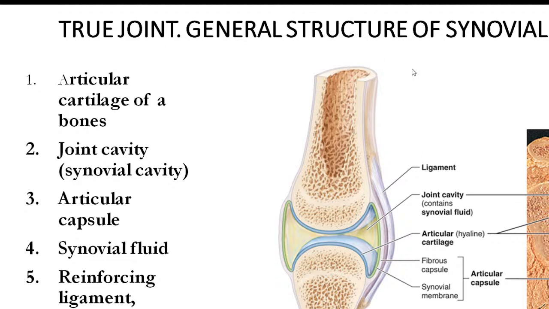True joint, general structure of synovial joint. A synovial joint has the following parts: articular cartilage of bones, a joint cavity or synovial cavity, articular capsule, and synovial fluid, and reinforcing ligaments, articular discs and meniscus. It is a typical synovial joint.